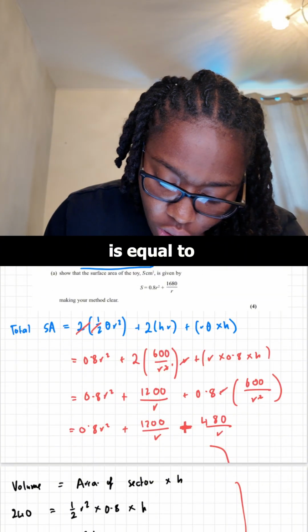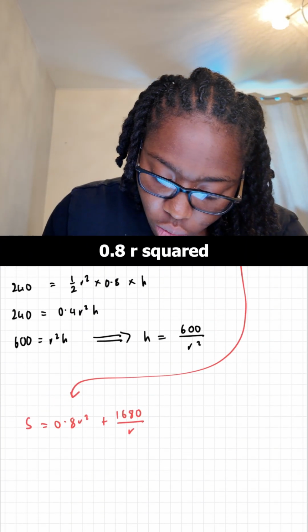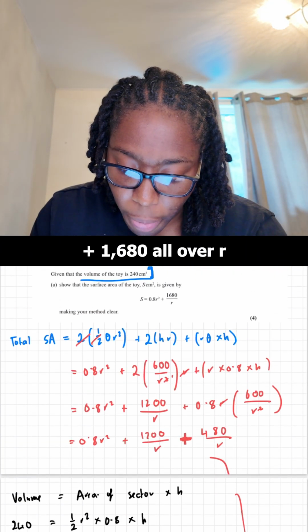So S is equal to 0.8 r squared plus 1,680 all over r by breaking that down.